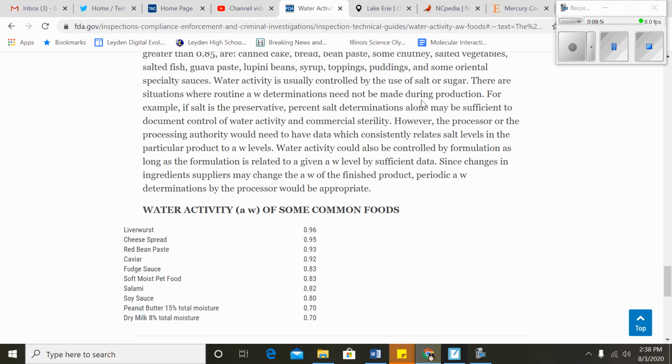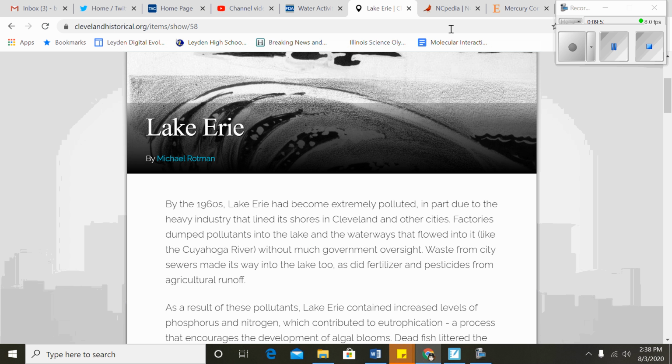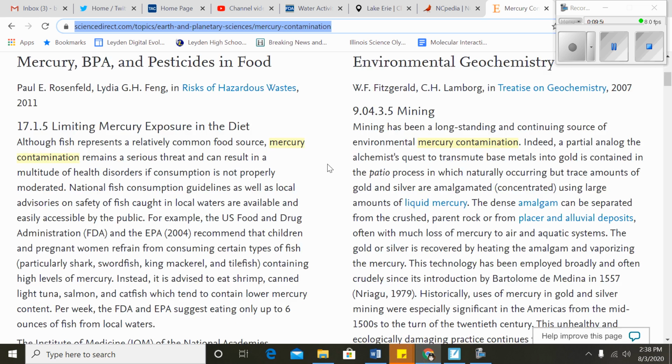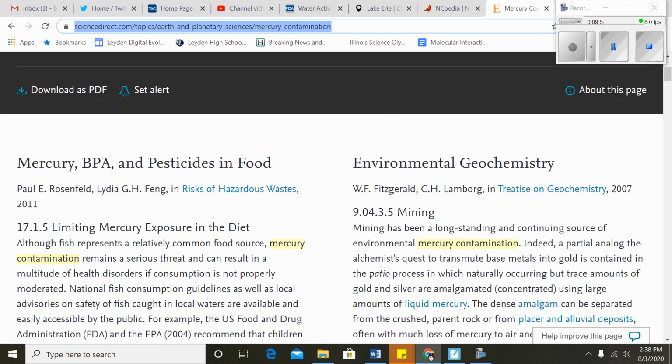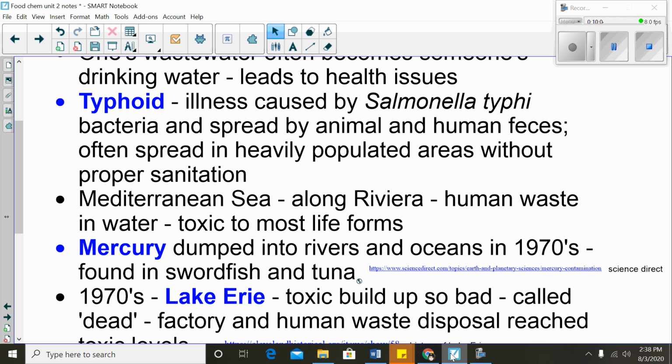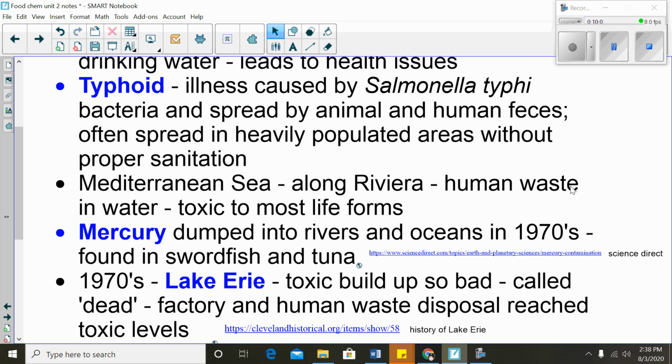So again, I've got another website. It's called ScienceDirect. Here it is. I know that this is a lot to read, but if you can just scan through this, you'll see that mercury was a problem. It's often coming from a lot of industries, so it's been a huge problem. Hopefully we're stopping this, but I'm just letting you know mercury was just dumped into rivers and oceans, and then that gets into the food that we eat.